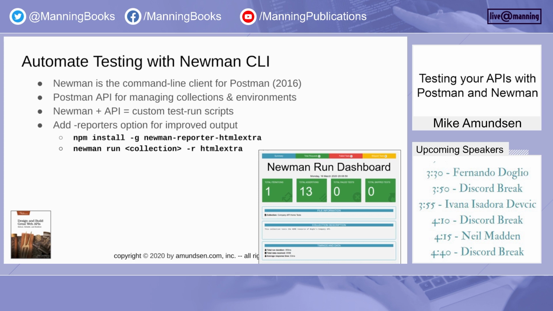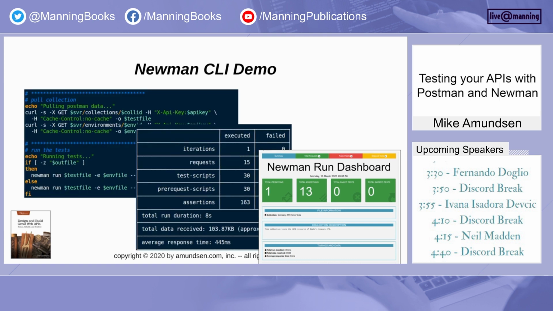So the whole Newman family has these reporter tools, and there's one called HTML Extra, which I like really well. So pull that down with npm, and then you just need to add -r for report, and the name of HTML Extra, and you get a great output report, which we'll take a look at as well. So automation is pretty simple. Get the Newman client, use the API to pull the collections and environments you need, run that, and if you want to, have this extra HTML report. So let's actually take a look and see how that would look in the command line exactly.